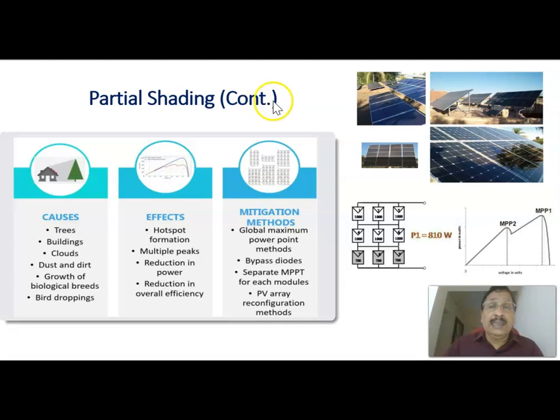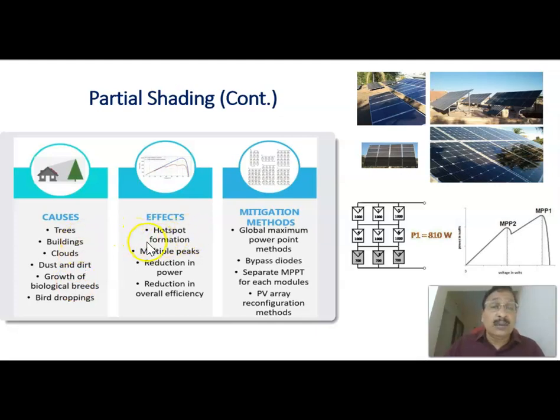Continuing with partial shading, the reasons for partial shading may be the shadows of trees, buildings, and even clouds, as well as dust and dirt, growth of biological matter, bird droppings, etc. All of this will cause partial shading.